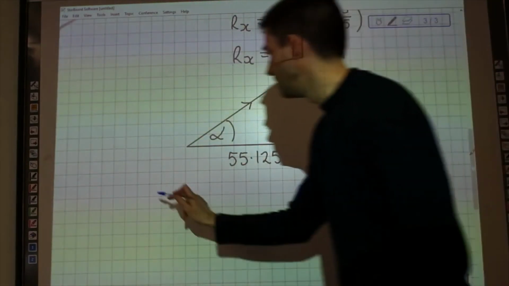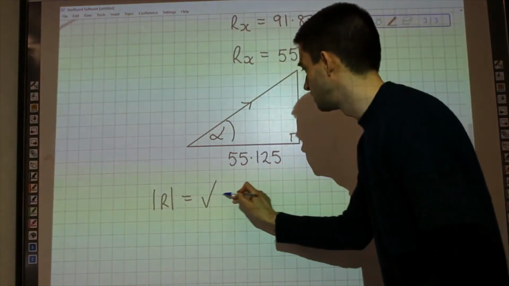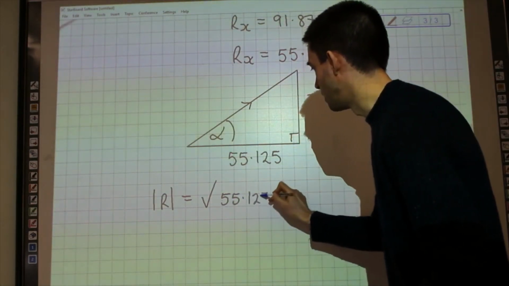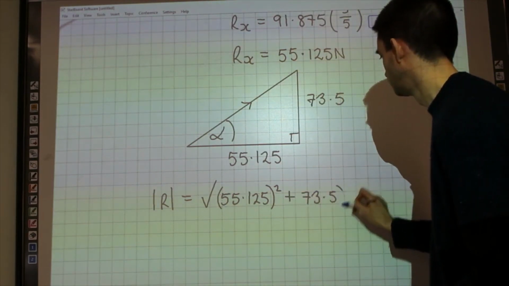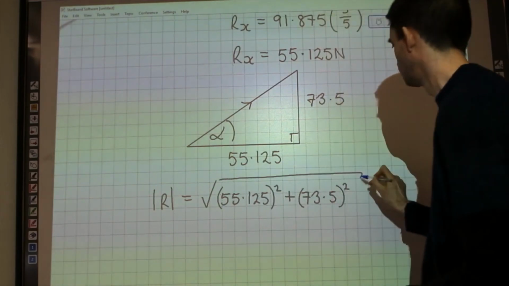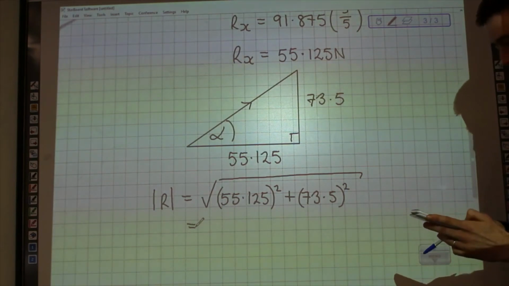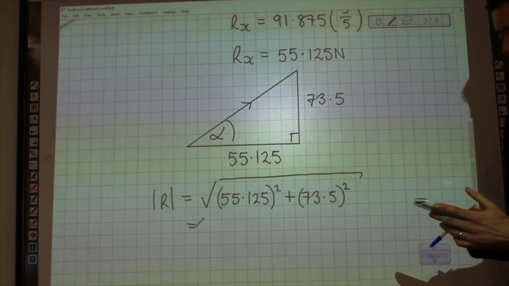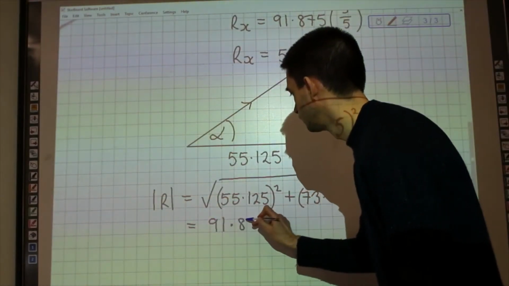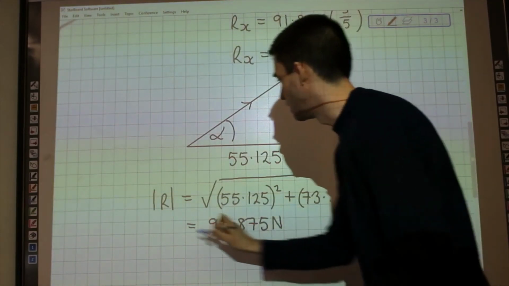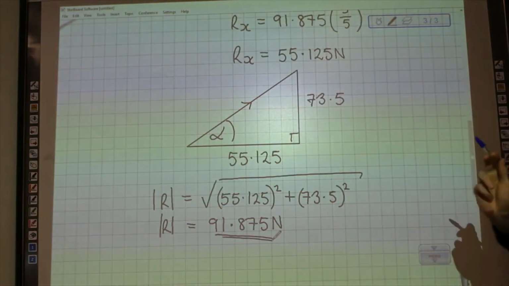So hopefully you're happy that the magnitude of the force, we would do Pythagoras on this because we are working out the hypotenuse of a right angled triangle. And so if we work that out and square root that, it comes out as 91.875 newtons. And I hope that makes you as happy as it makes me.